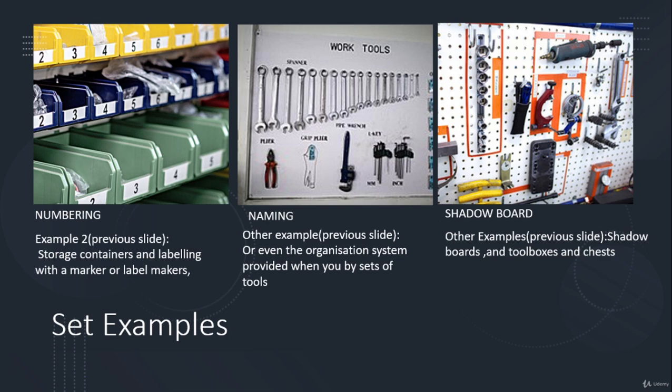On the image to the left, we can see this is our numbering example. So we can see there's numbers and they each have been color coordinated as well with a label marker in the front. In the middle one, we can see is our naming convention, where we have work tools and it's got the name of the spanner, the pliers, the car pliers, and everything else. They've also kindly enough drawn out the shape of the tool as well that should be put back there. And shadow boards. Over here, they've marked out an area and stuck a label to what should go on the shadow board. Remember, toolboxes and chests can also be used in the same way.